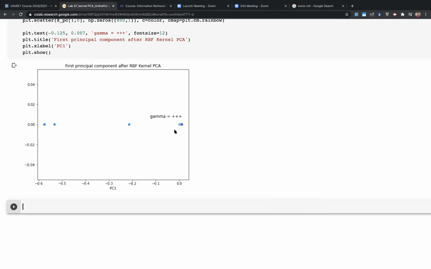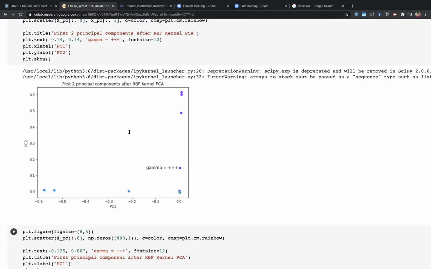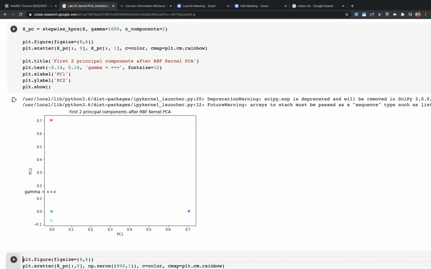As you can see, with the first principal component, all the classes are in some sense gathered here. It has pushed all the values to zero, so it has a very stark effect. If you want to see this effect in extremes, let's just put gamma equal to 1000 and see what's happening there.